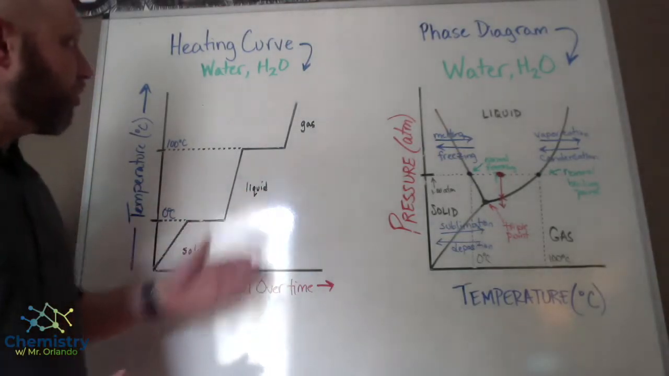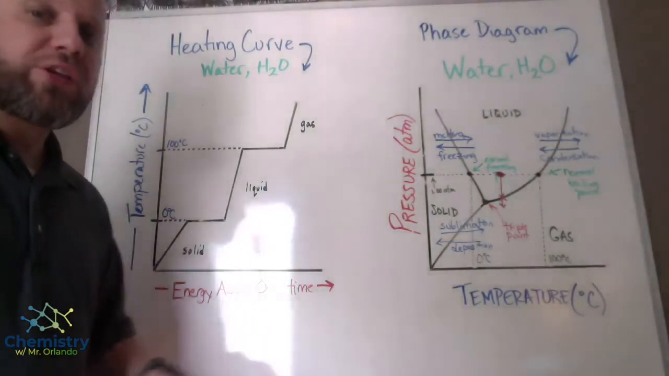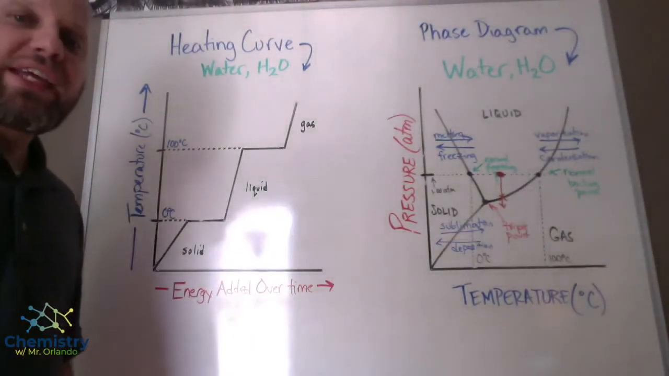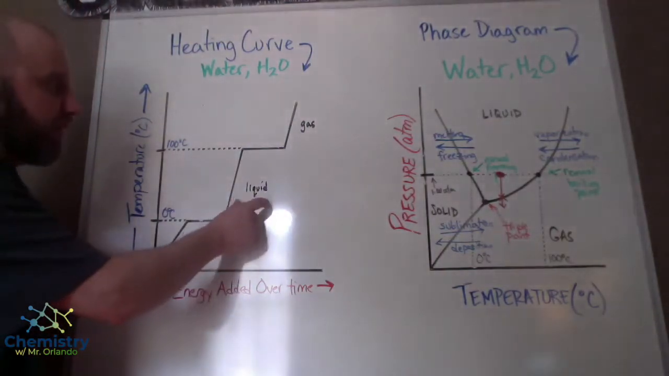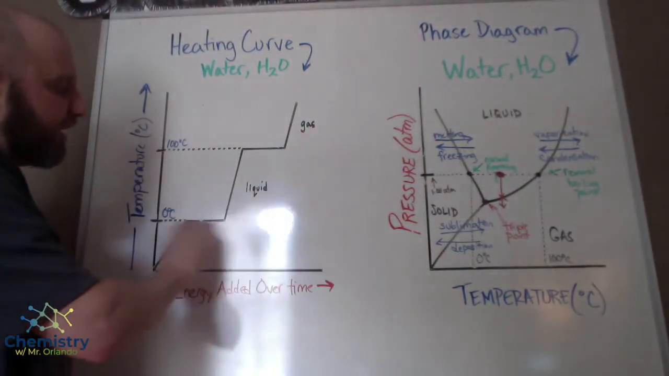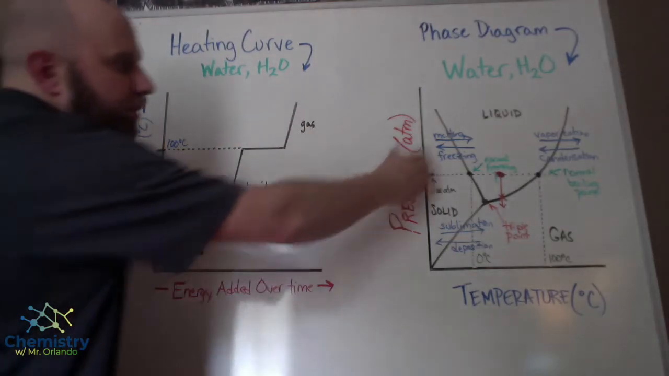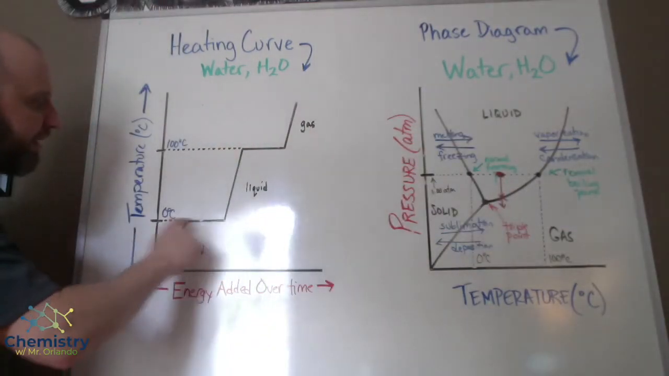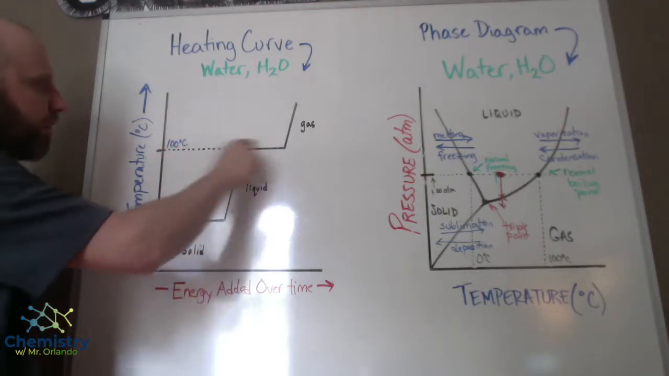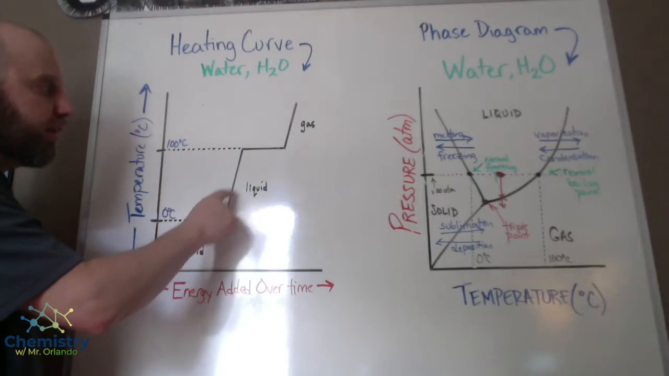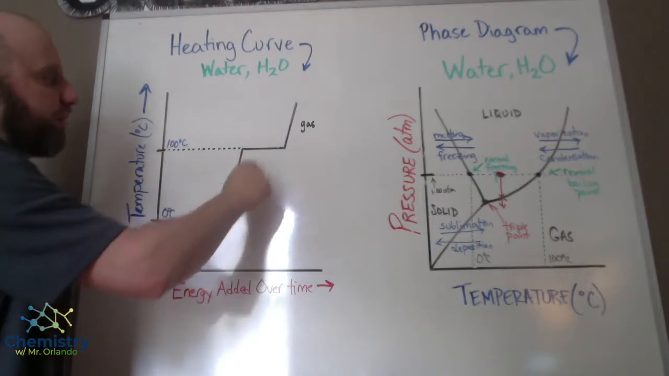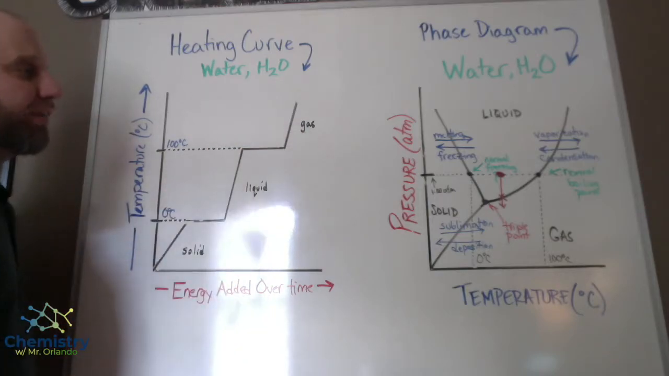Now, if you're looking at the heating curve, the first thing that you'll notice is that the phases, solid, liquid, and gas, are kind of like sections, blocks, sort of like they were here. And these points are the cutoffs. So this would be the melting point, right? Going from a solid to a liquid. And this would be the vaporization point, going from a liquid to a gas.